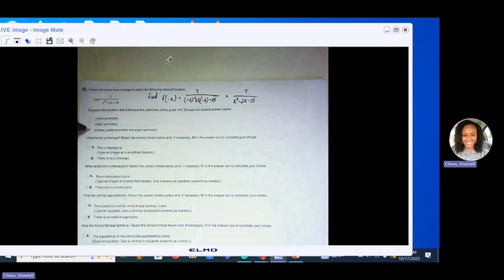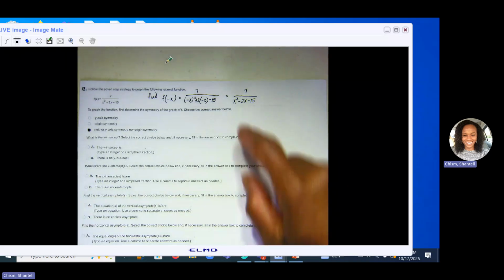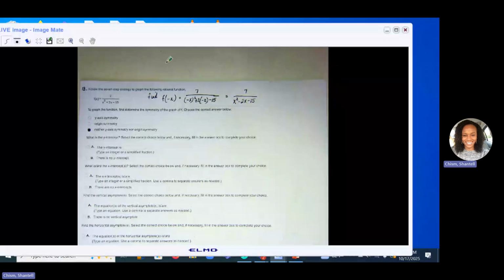So neither y-axis symmetry nor origin symmetry. In order for it to have origin symmetry, every term would have to have the opposite sign of what it was originally. Okay. All right, then we get to where we want to find the y-intercept.